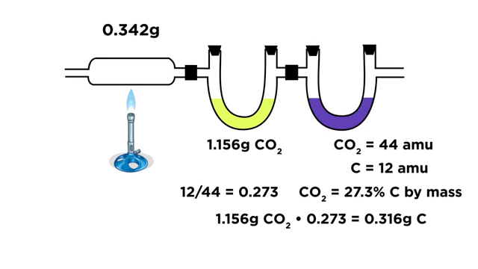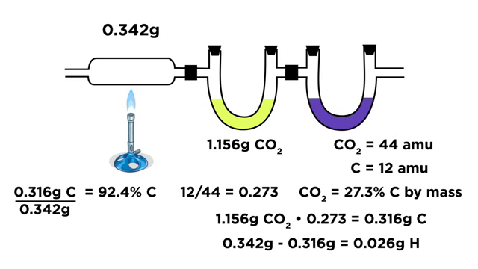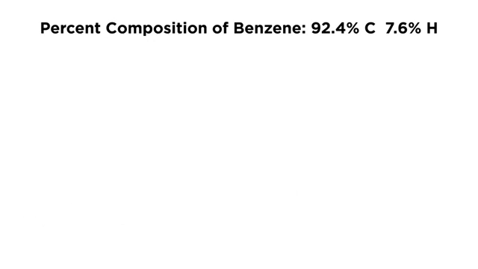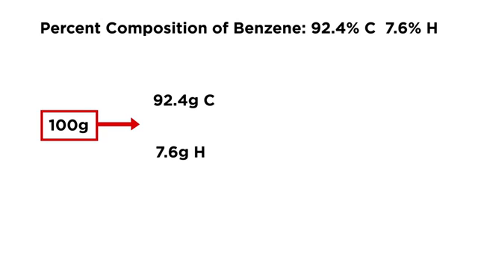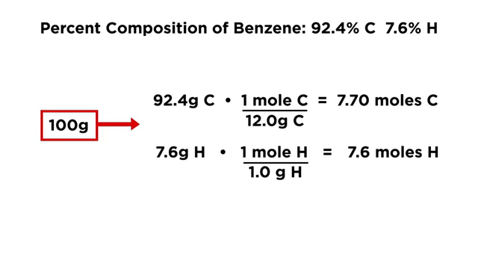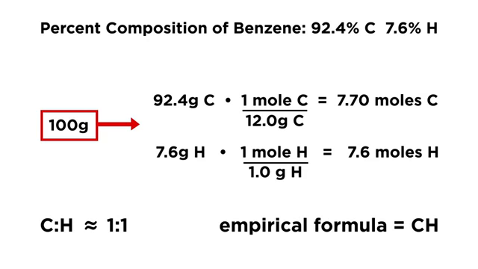So of the original sample of hydrocarbon, this much of it must have been carbon, and the remainder must have been hydrogen. That makes the hydrocarbon 92.4% carbon and 7.6% hydrogen by mass. We call that the percent composition of benzene. Let's go a step further and find the empirical formula. If we pretend we have 100 grams of the hydrocarbon, 92.4 grams would be carbon and 7.6 grams would be hydrogen. Using their atomic masses to convert to moles, we get roughly 7.6 moles of each, which indicates a 1-to-1 ratio. Therefore, the empirical formula of benzene is CH.